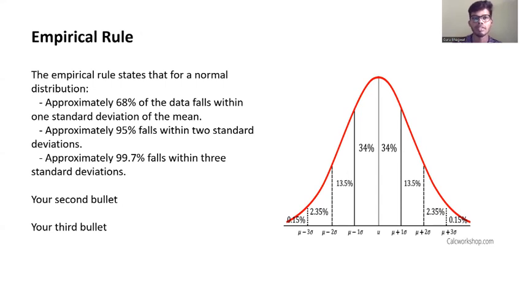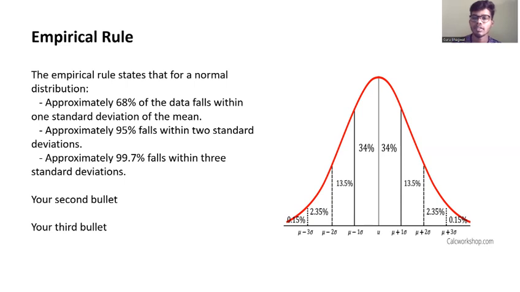Next, in the normal distribution, we have a rule called the empirical rule. The empirical rule states that in a normal distribution, approximately 68% of the data falls within one standard deviation of the mean. Next, approximately 95% of the data falls within two standard deviations. Next, approximately 99.7% falls within three standard deviations. That is the empirical rule.